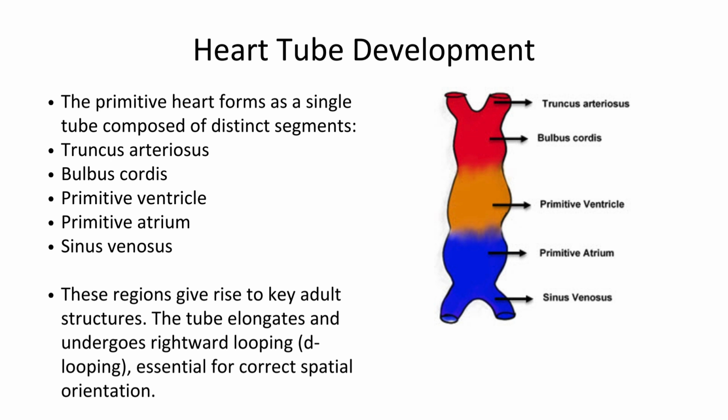The heart tube then undergoes rightward looping, known as D-looping, which positions the chambers correctly. If this looping goes wrong, it can lead to L-looping, where the heart chambers are malpositioned, a common cause of congenitally corrected transposition of the great vessels.